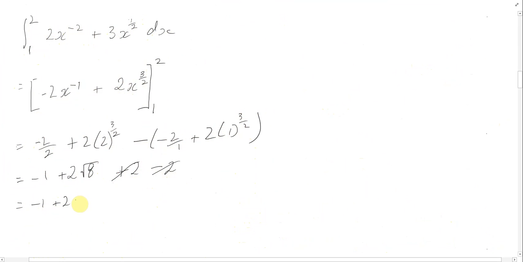Now root 8 is really root 4 times 2, and the square root of 4 is 2, so that becomes minus 1 plus, now this bit here becomes a 2 because the square root of 4 is 2, and 2 times 2 is 4, and we've still got this square root of 2 bit here. So there we go, we've got minus 1 plus 4 root 2.